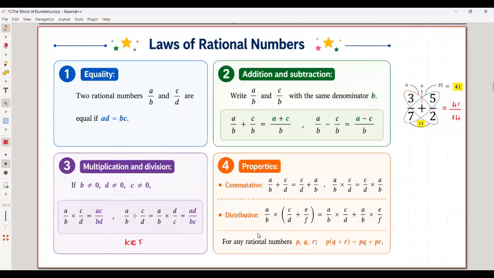So distributive property, this is an important property. A by B into C by D plus E by F. If you want to distribute A by B equally among C by D and E by F, how will you distribute? A by B into C by D plus A by B into E by F. This is nothing but the distributive property. So equality, addition, subtraction, multiplication, division, and the commutative and distributive properties we just learned. Based on this, we will be solving today's exercise.